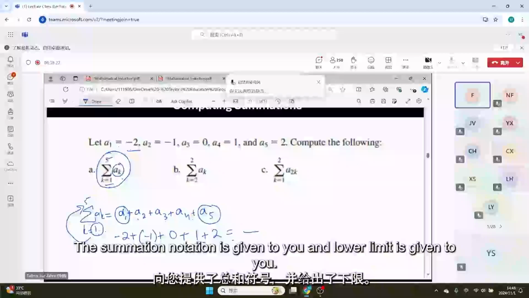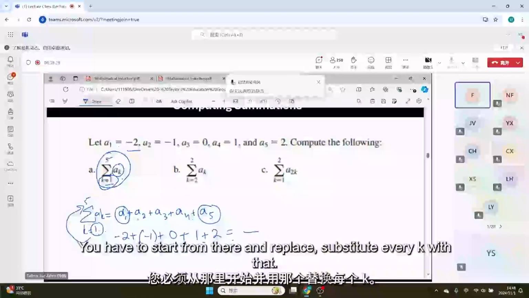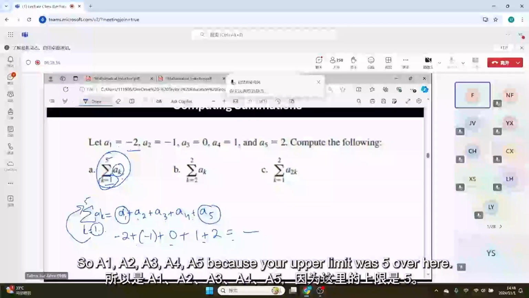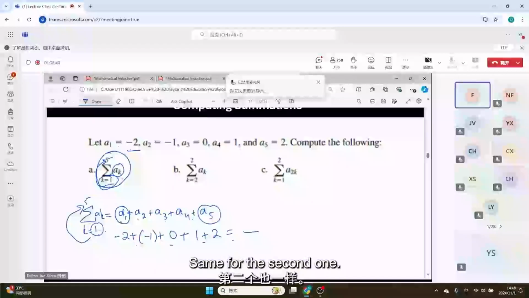And lower limit is given to you. You have to start from there and substitute every k with that, and then till you reach the final one. Okay, so a1, a2, a3, a4, a5, because your upper limit was 5 over here. Same for the second one.